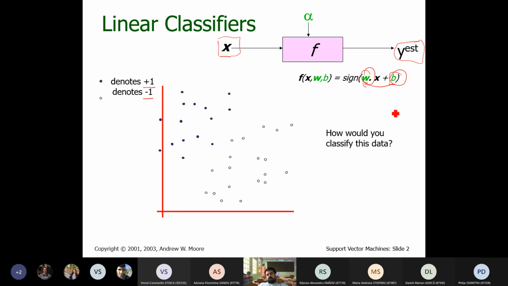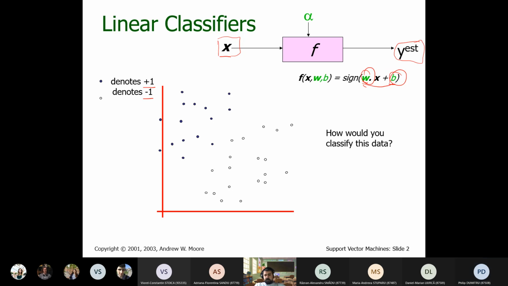So let's see. If we have this data set that is depicted in the center picture, the question is how to classify this data. Is the data linearly classifiable or not? Yes, it is linearly classifiable, okay?